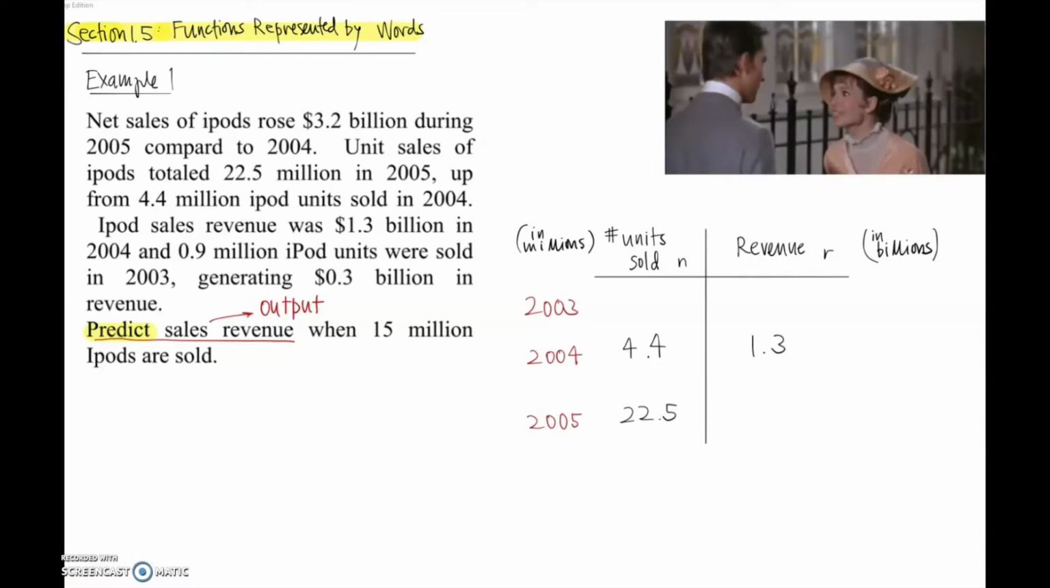And there's still some more info in this sentence here. So we got the 1.3 billion in 2004 of revenue. And then it says, and 0.9 million iPod units were sold in 2003. Okay, so in 2003, 0.9 million units were sold, generating 0.3 billion in revenue. So the revenue in 2003 was 0.3.